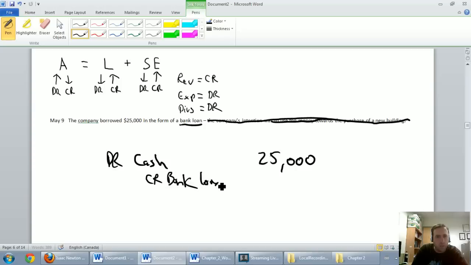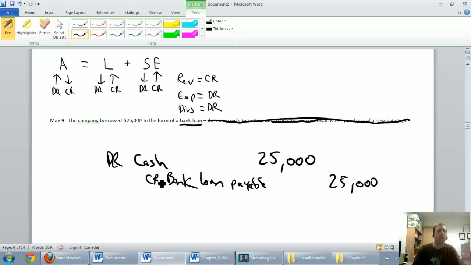Bank loan, and you might even mix in the word payable, just to really cement the fact that we do indeed owe the bank $25,000. So something to keep in mind here is that this is a liability. It's increasing, but I didn't even have to know that. The fact that I got cash right, I said cash is going up, debit cash. Well, therefore, I know I'm missing a credit.